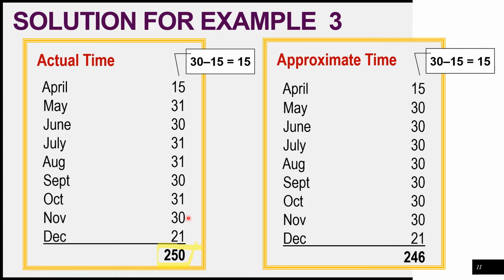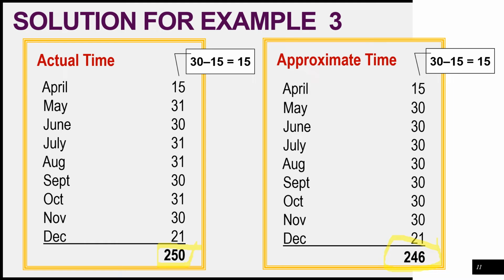Now, let's solve for the approximate time. Again, since for the approximate time all months have 30 days, we have 30 minus 15 is equal to 15. So April has 15 days as well. And all the months of May down to November have a uniform 30 days. And then December, which ends on 21, has 21 days here. Adding the approximate time from April to December, we have 246 days. Therefore, the approximate time from April 15, 2008 to December 21, 2008 is 246 days.